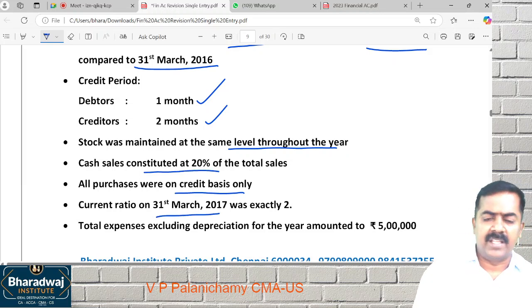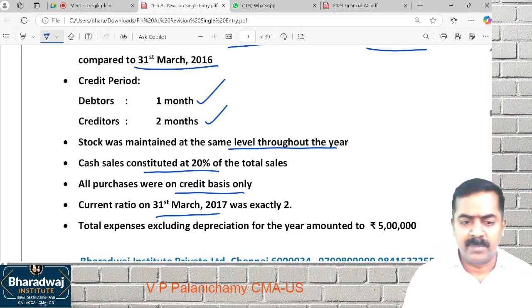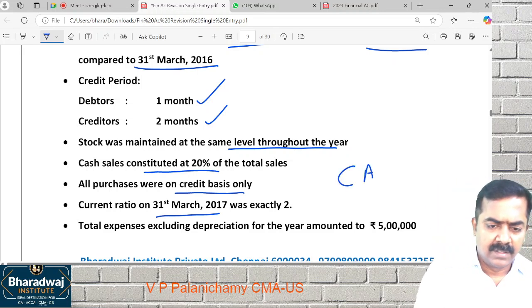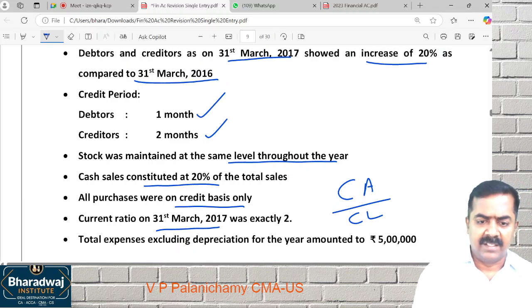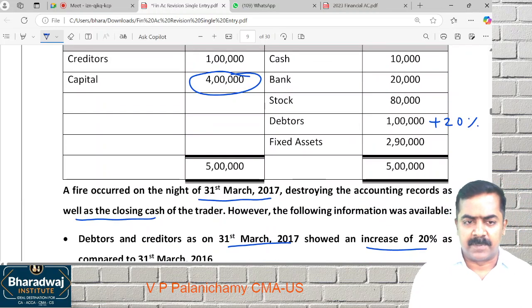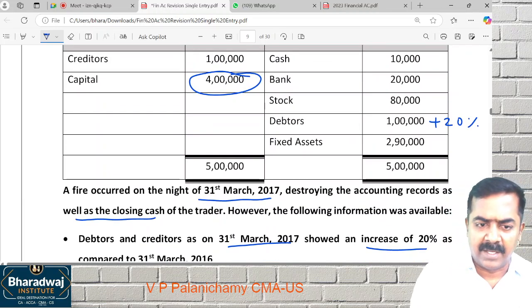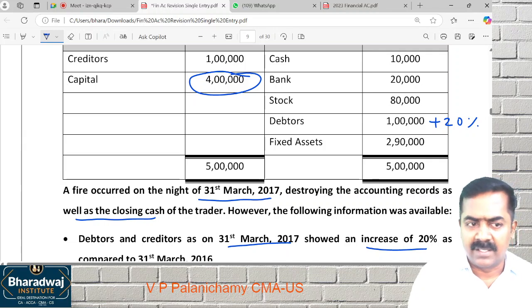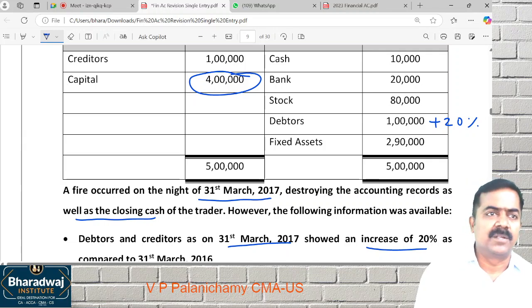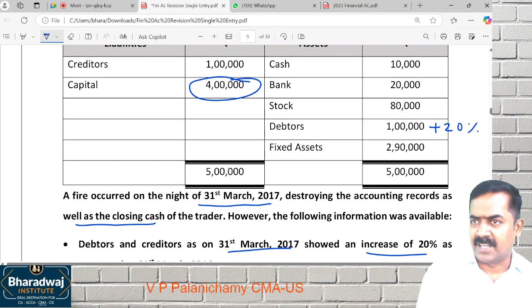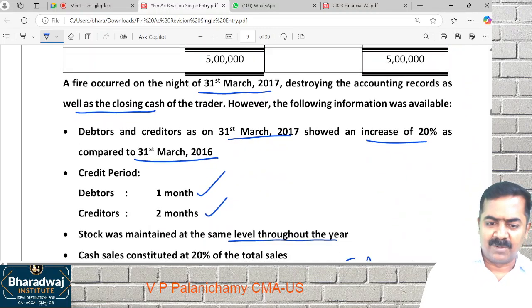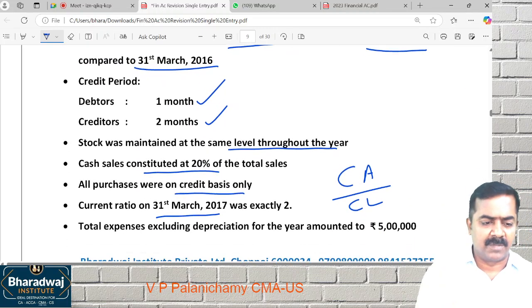Current ratio at the end is what exactly? What do you mean by current ratio? Current assets by current liability. In the balance sheet, what current assets are possible? Cash, bank balance, stock, debtors are current assets. What will the current liability be? Only creditors are possible in this question. Okay, this much only is possible in this question. So that is something we have to work out.